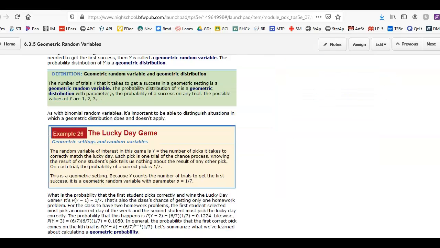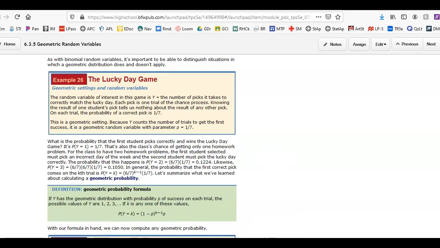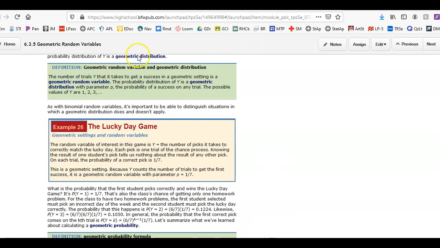So if we look at this question here, this is a geometric random variable. The probability of success is always 1/7, and the trials are independent. The geometric distribution only has one parameter, p. It can't have the parameter of n like the binomial distribution did because we don't know how many trials it's going to take until we have a success.